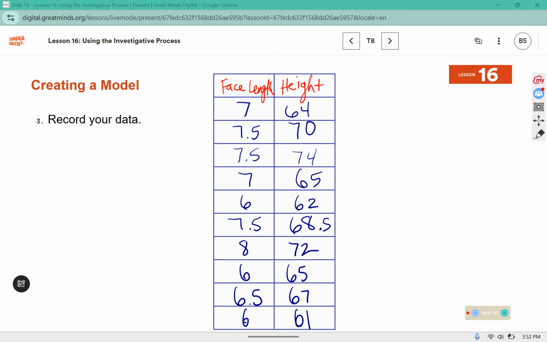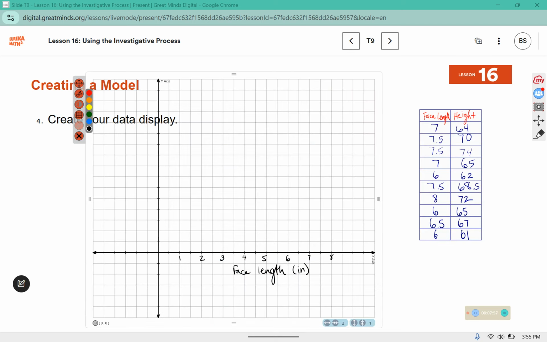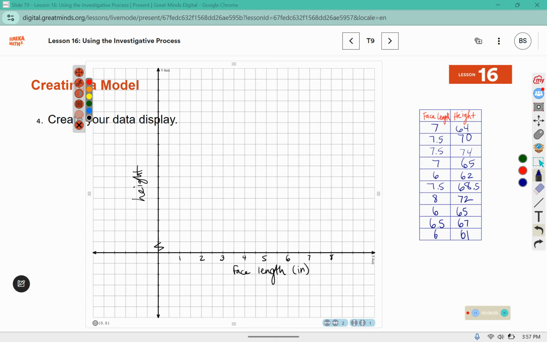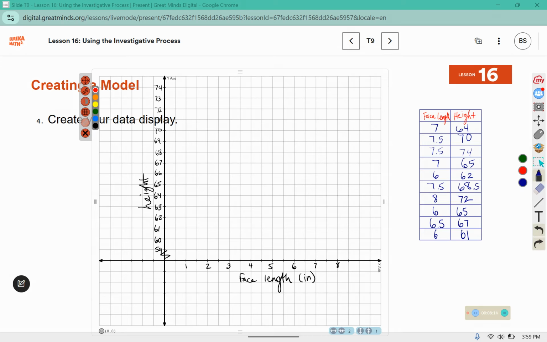We'll move into building a scatter plot in the next slide. So on our grid, on the x-axis, we have the face length in inches, counting up by halves. On the y-axis, we will have the height. We'll indicate that we're skipping some data on our graph, just so that way we can zoom in on the heights. And then we will graph those points.